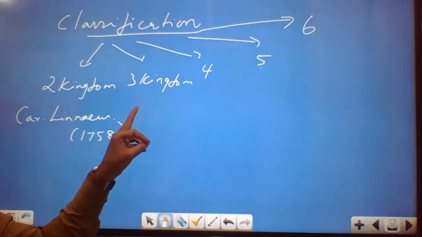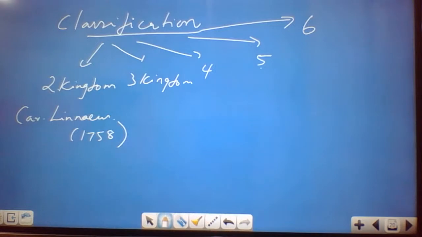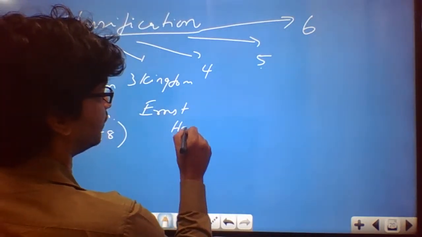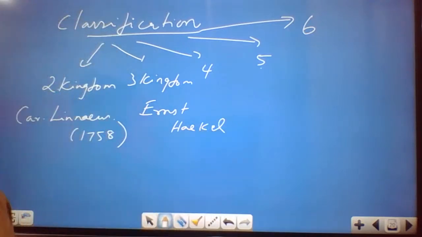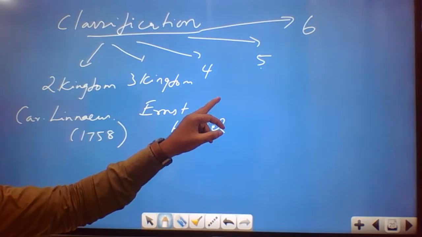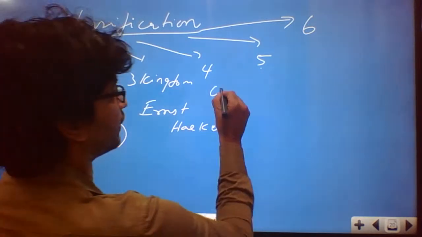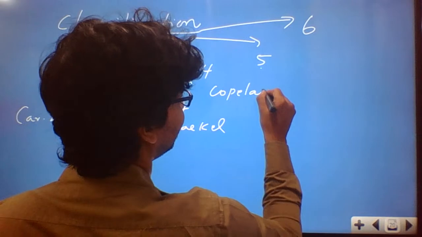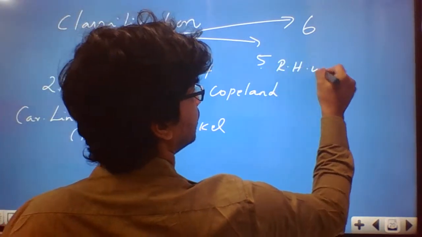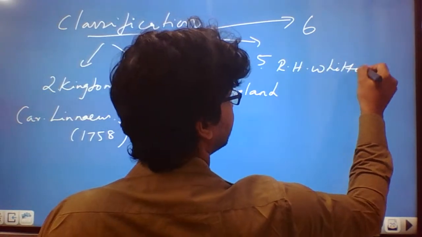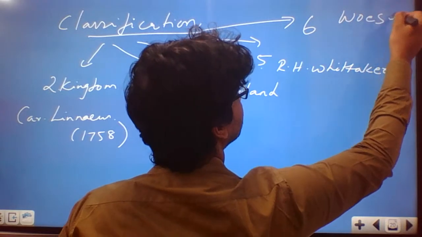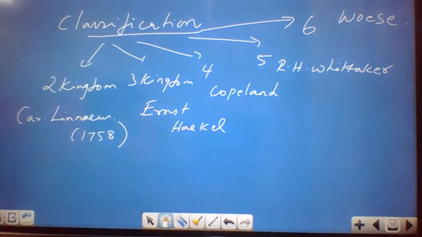Coming to the three kingdom concept, who proposed the three kingdom concept? Ernst Haeckel proposed the three kingdom concept. Coming to the four kingdom concept, proposed by Copeland. Five kingdom concept proposed by R.H. Whittaker. And the six kingdom concept, which was proposed by the scientist named Woese.